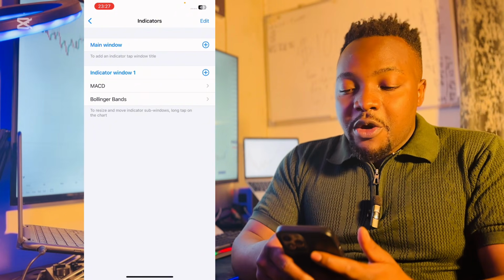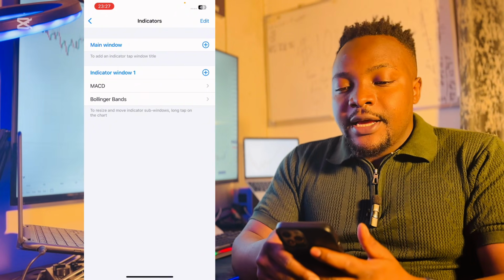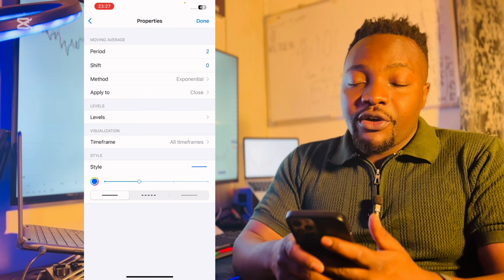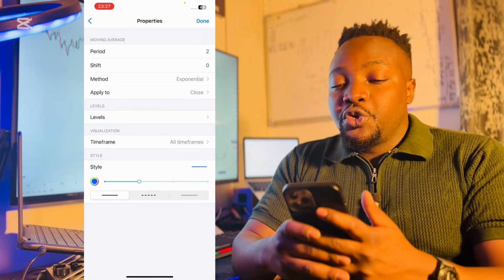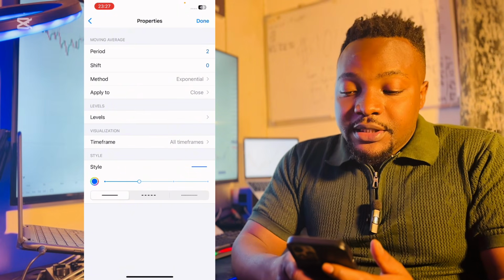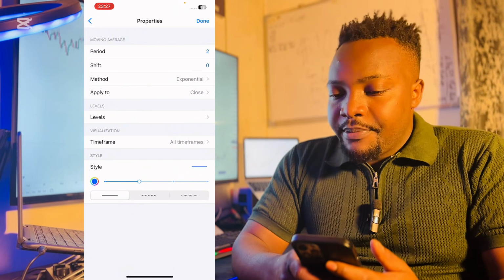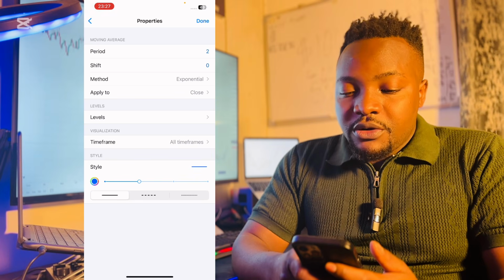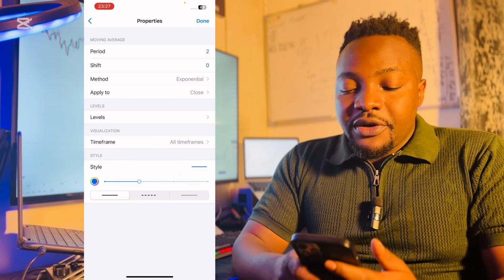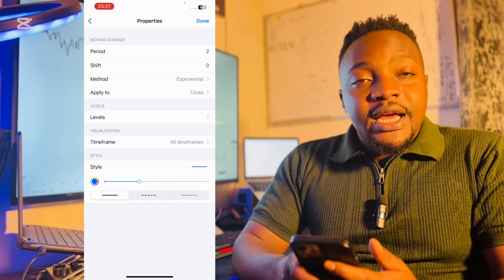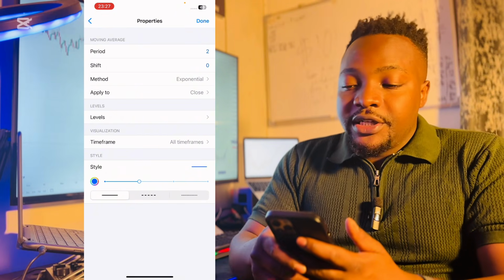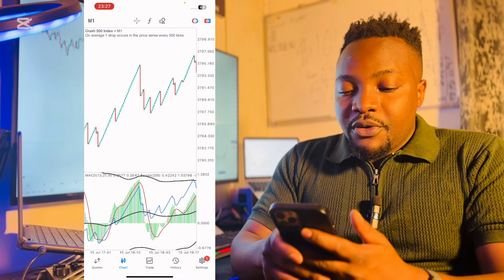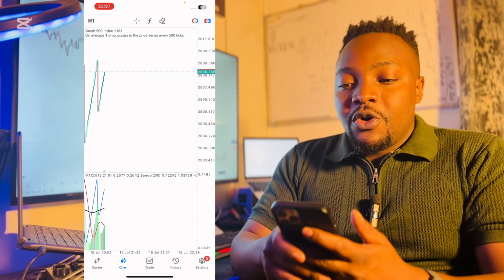Going back again to my indicator section, I'm going to click under indicator window 1, and we're going to add the moving average. This moving average is going to have the following properties that you see on my screen. The period is 2, the shift is 0, the method is exponential, apply to close. We don't have any levels once again, and the color for that moving average is blue. We're going to click done. As you can see, we now have the blue line added as well on our chart.